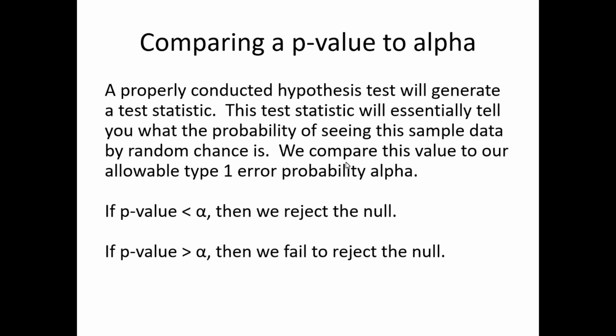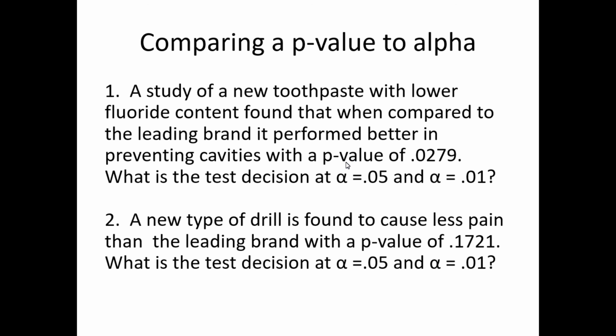So basically, the lower these p-values are in a study, the higher the statistical probability that what they wanted to prove is correct. A study of a new toothpaste with lower fluoride content found that when compared to the leading brand, it performed better in preventing cavities with a p-value of 0.0279. What is the test decision at alpha equals 0.05 and alpha equals 0.01?